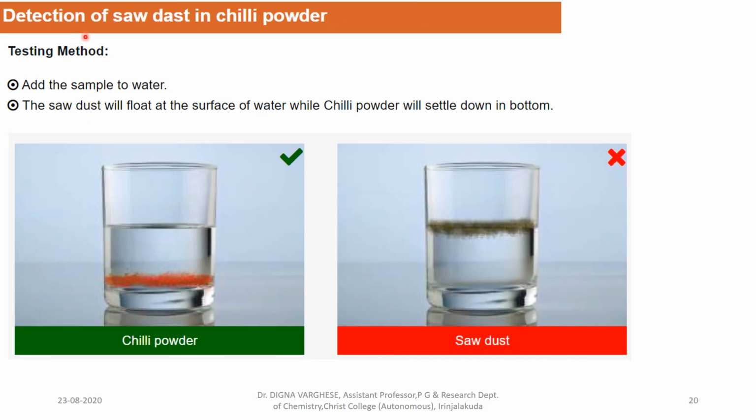Next test is used for sawdust in chili powder. Take the chili powder in a glass tumbler. Add the sample to water. The sawdust will float on the surface of the water while chili powder will settle down at the bottom. This is the sawdust adulterated chili powder. This is the pure chili powder.